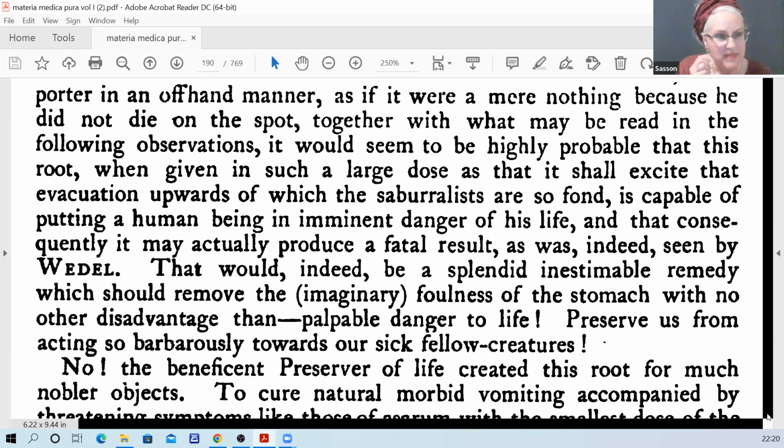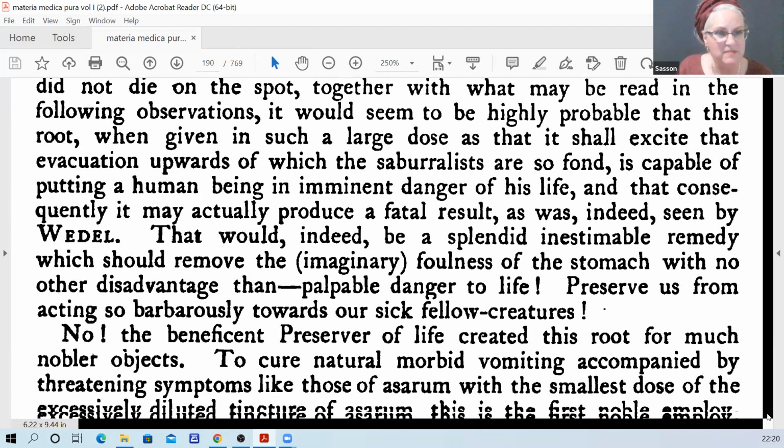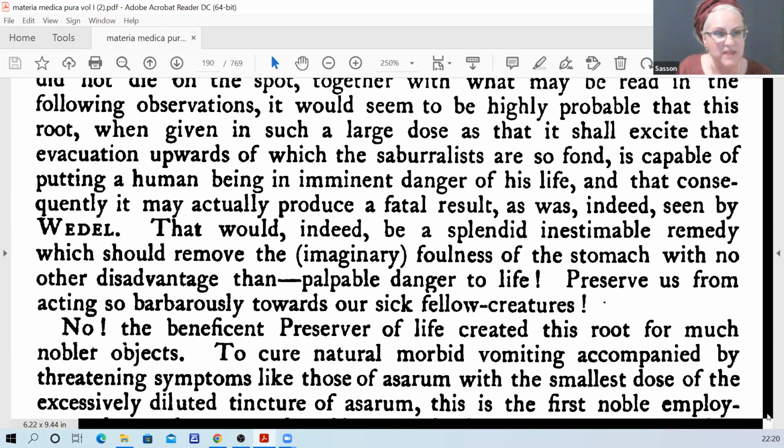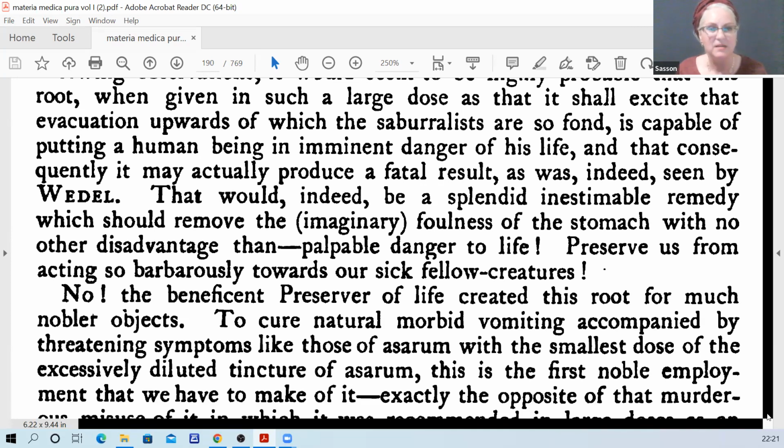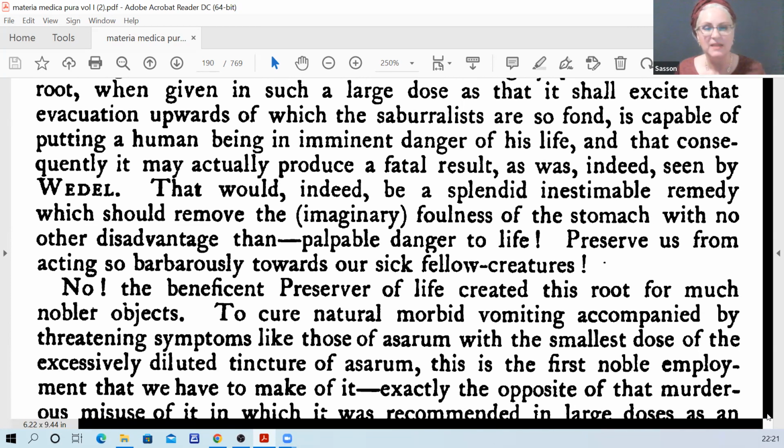Okay, that would indeed be a splendid, inestimable remedy which should remove the imaginary foulness of the stomach with no other disadvantage than palpable danger of life. So he's saying that we're going to give somebody something that might kill them. And Hahnemann is horrified. Then he says, preserve us from acting so barbarously towards our sick fellow creatures.